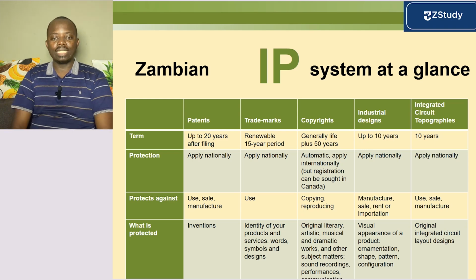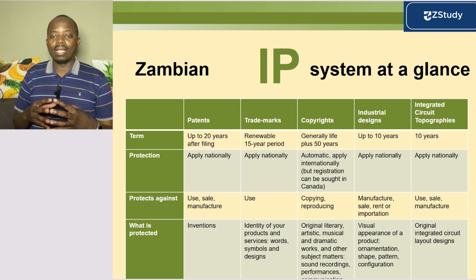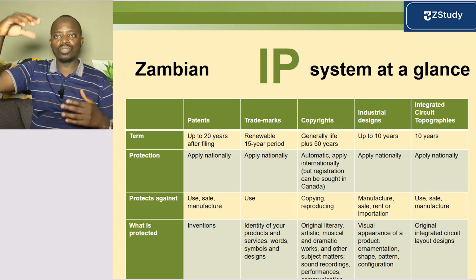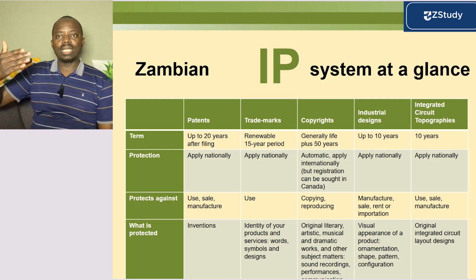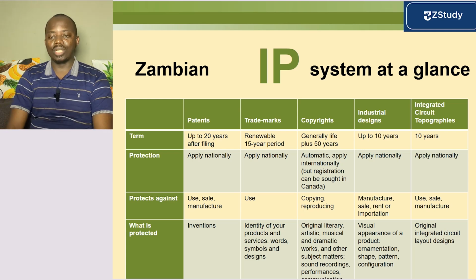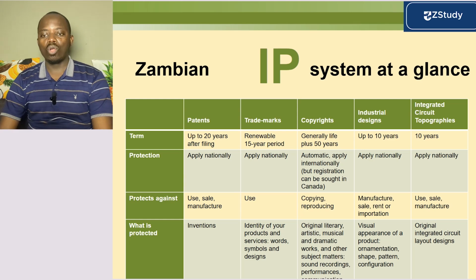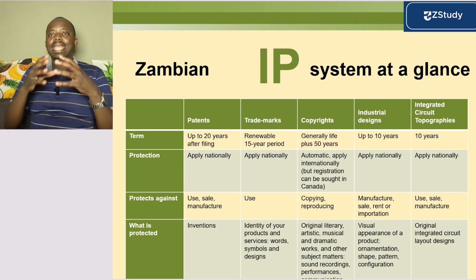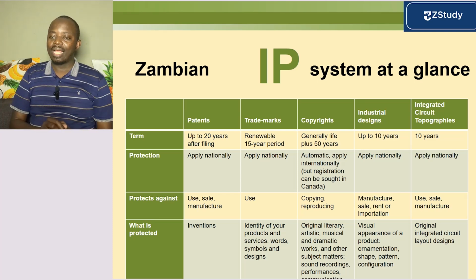In terms of protection, patents apply nationally in Zambia. But if you register in multiple countries through the help of the PCT, the Patent Cooperation Treaty, you'd be able to protect your patent even in other countries. Trademarks apply nationally, but you could also register trademarks in other countries. Copyrights are automatic and apply internationally, but registration can be sought in Canada or in Zambia or in any other country where you are.